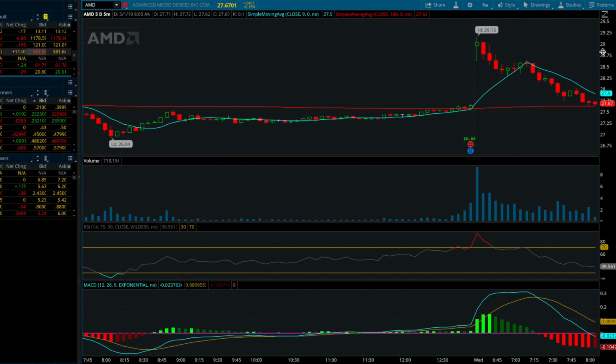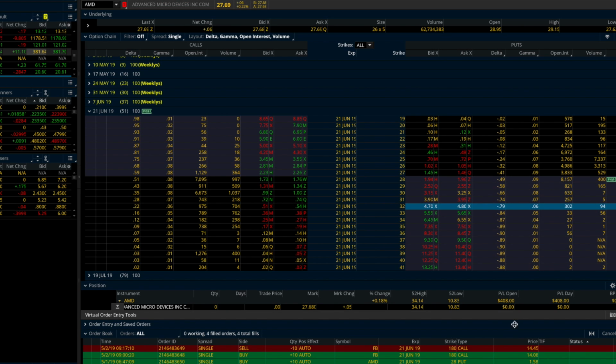But in any case, just because this is an example, we're not going to be too greedy, especially because this is a simulated trade. So we're just going to go ahead and resell our option.